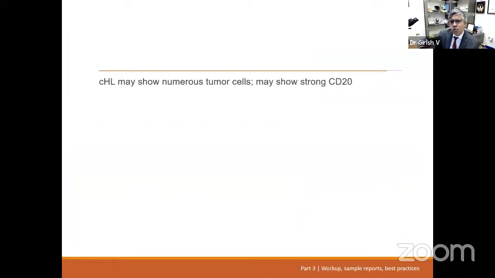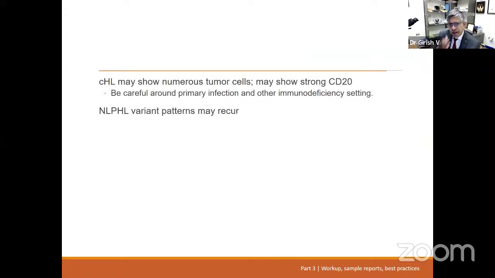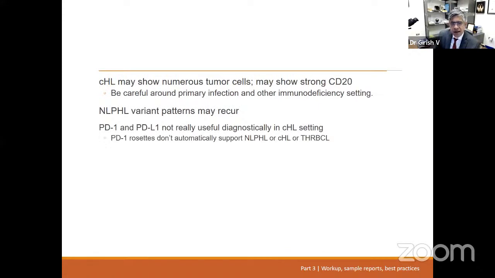So CHL may show numerous tumor cells with strong CD20. Be careful around primary infection. Variant patterns, we talked about that. PD1 and PDL1, we talked about the utility. The rosettes don't automatically make it nodular LP or Hodgkin's. So be careful around rosettes. EBER patterns we described and discussed.